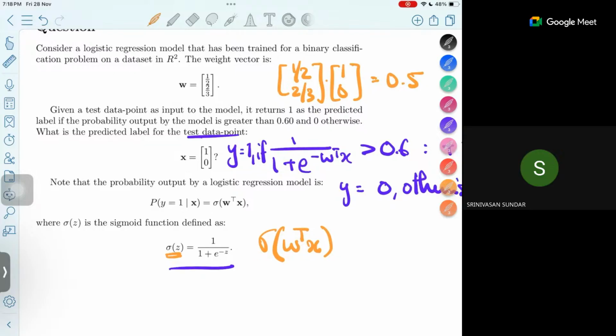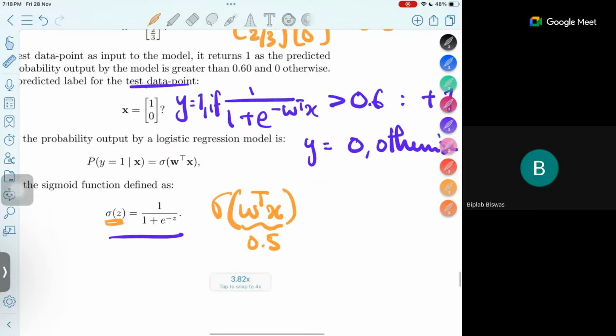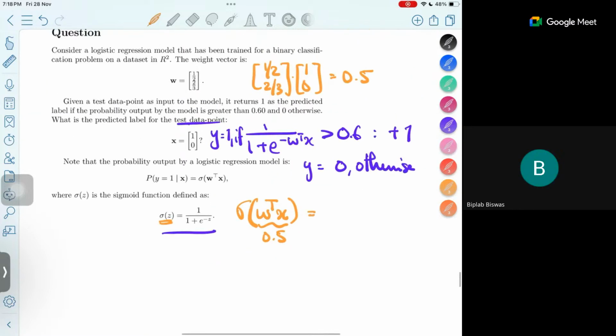So now sigma of 0.5 is nothing but... sorry, I always get confused. We should not bother here, right, whether it is transpose or straight calculation. It will ultimately give the same value.